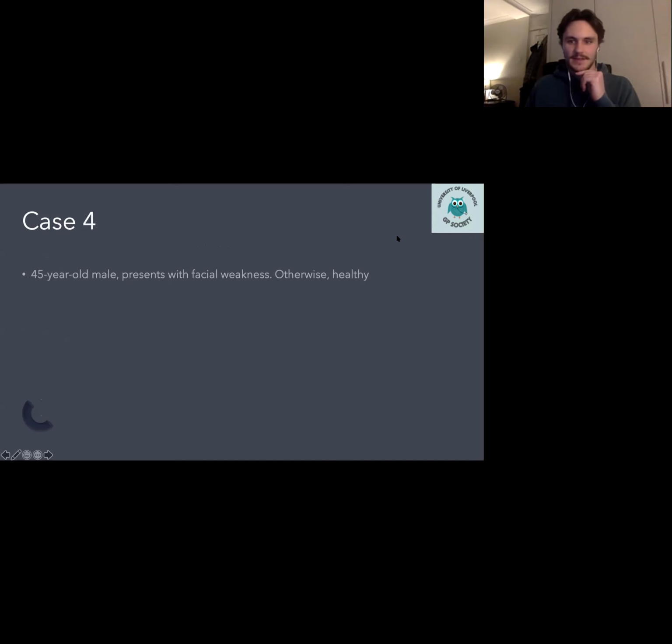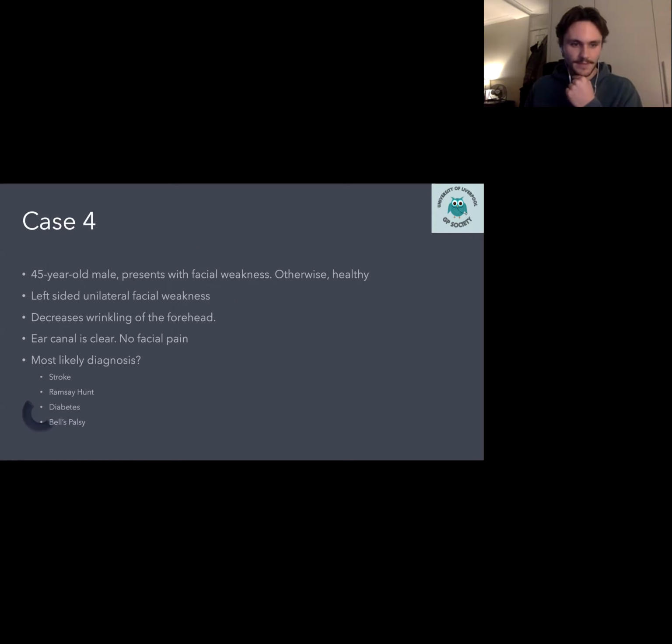Okay, last one here, I think. So we've got a 45-year-old male with facial weakness, otherwise healthy. The facial weakness is left-sided, it's unilateral, and there is decreased wrinkling on the forehead. So when asked to wrinkle up their forehead, they can't do it as well. Ear canal is clear, there's no facial pain. What is the most likely diagnosis here?